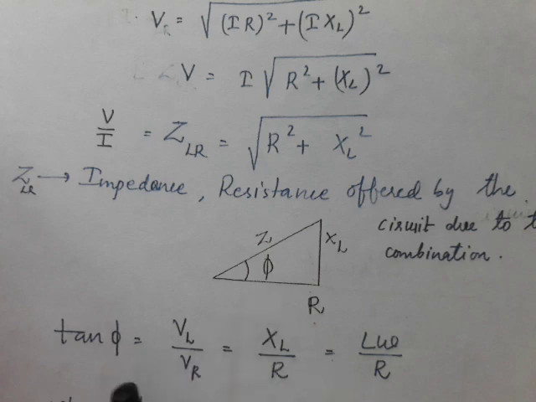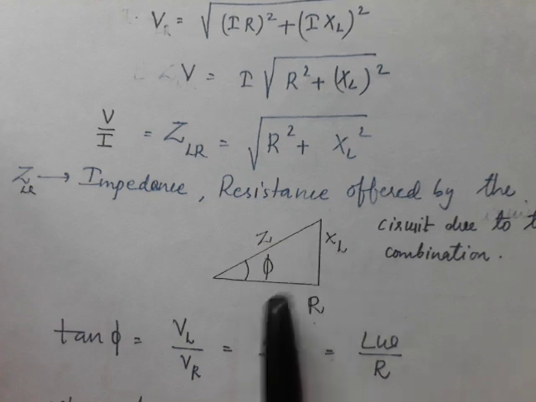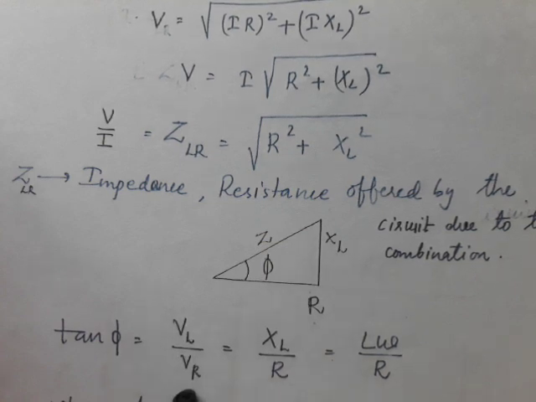So from this triangle we can write tan phi as the opposite side, that is VL, by the adjacent side, VR, or XL by R. XL is L omega, so L omega by R. So phi is the phase difference between current and voltage in the circuit. In this case we can see that voltage leads current by an angle phi, and that phi is calculated as tan inverse of XL by R.